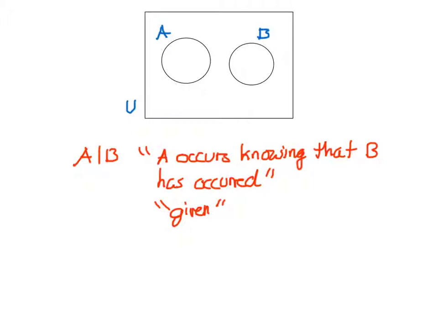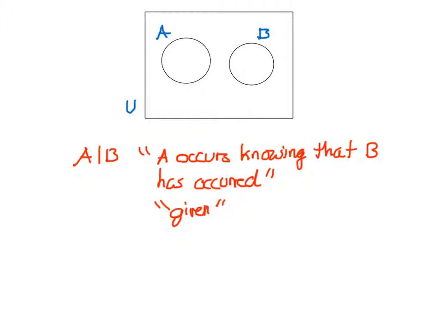And if we can represent a situation using a Venn diagram, it's really easy to pick out what B has occurred is, and then to figure out what A is within the context of B occurring. However, when we have a situation that can't be represented by a Venn diagram, say something that has to be represented with a tree diagram, it gets a little bit trickier.